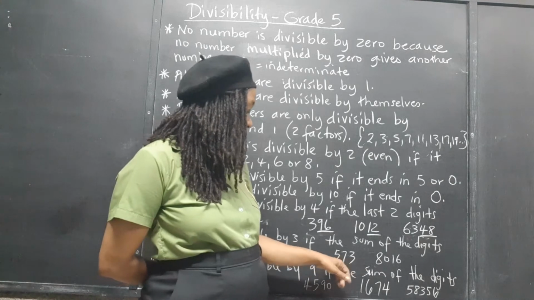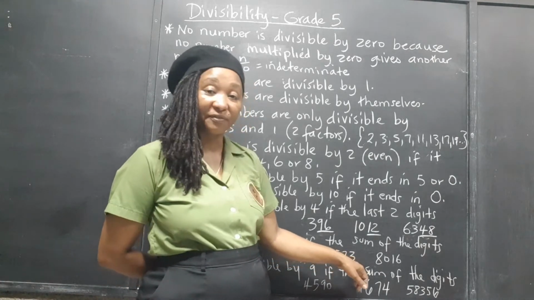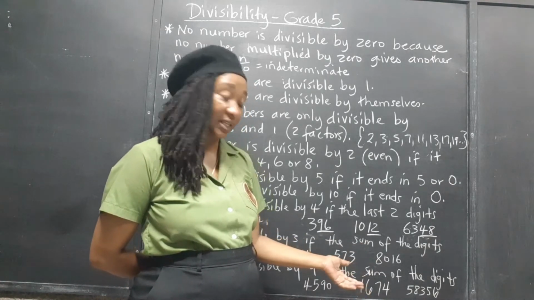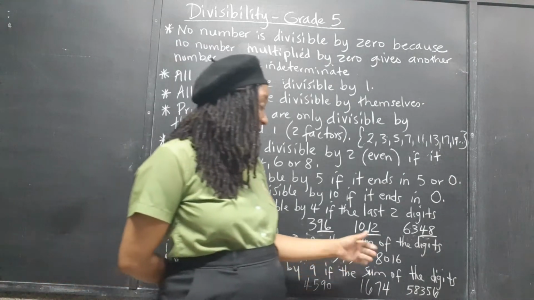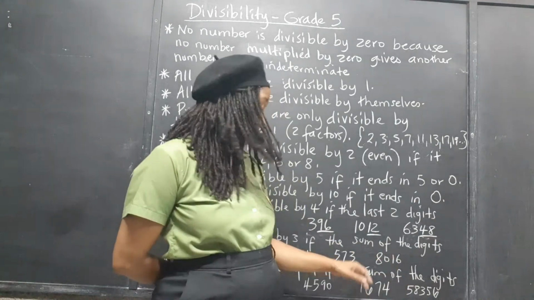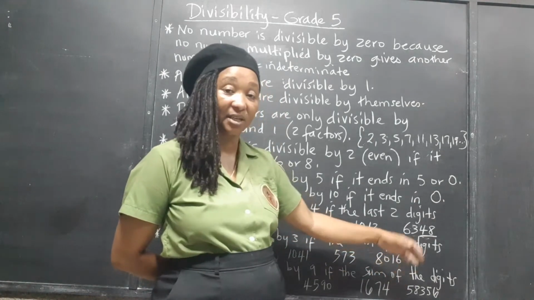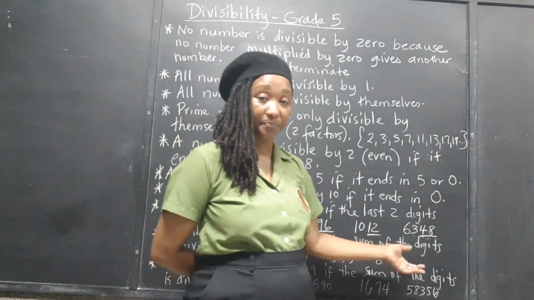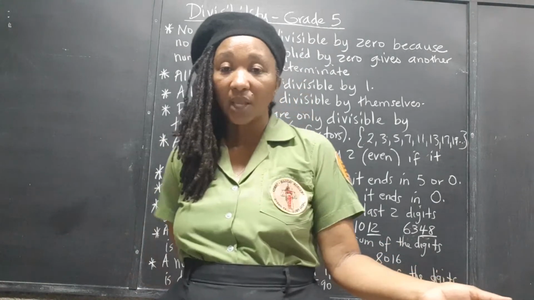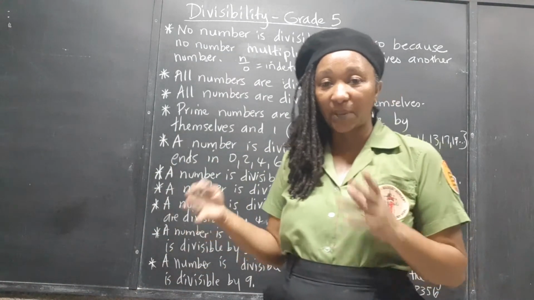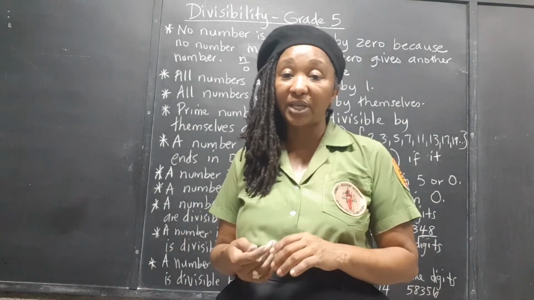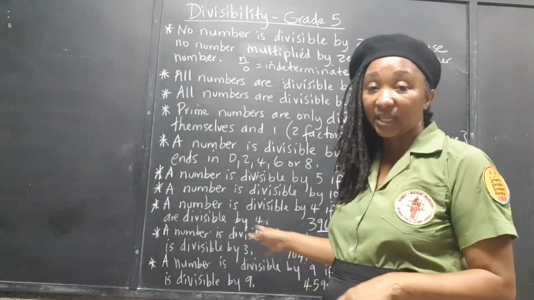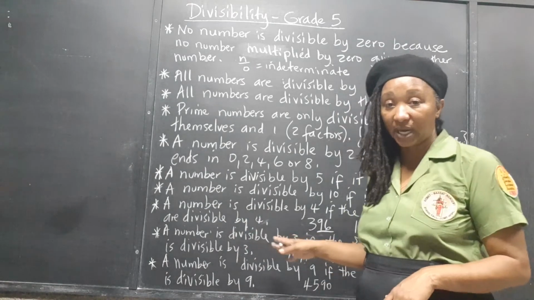573: 5 plus 7 is 12, plus 3, 15. 3 can go into 15, so the entire number is divisible by 3. 8,016: 8 and 1, 9 and 6, 15. 3 can go into 15. See? So you just add the digits, separate the digits and add them. And if that number is a multiple of 3, then 3 can go into the original number that you had.